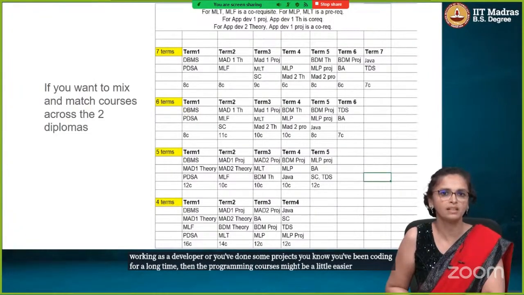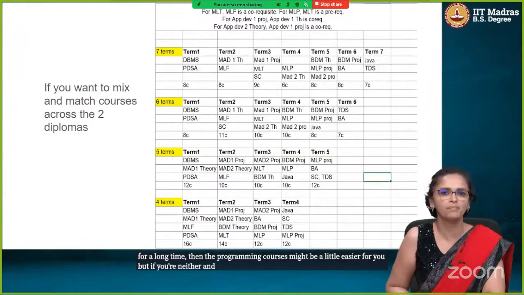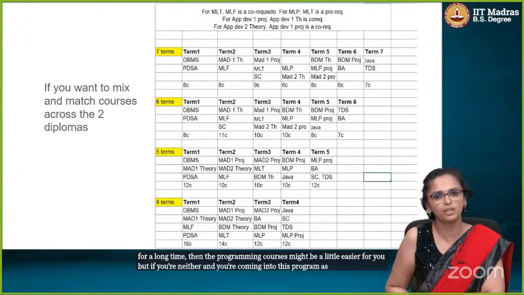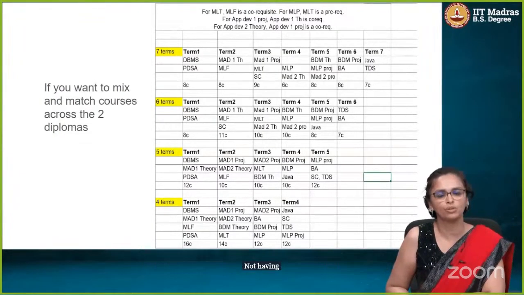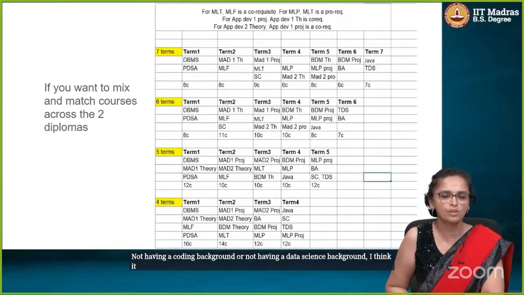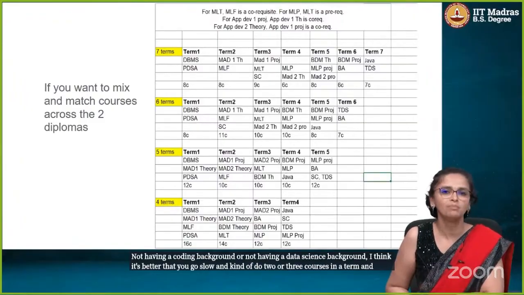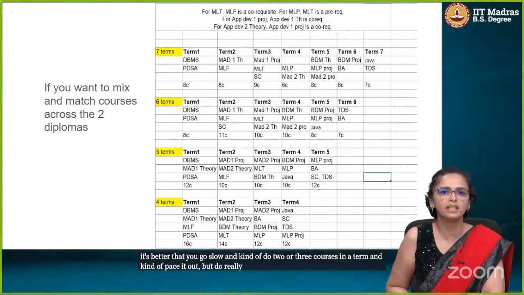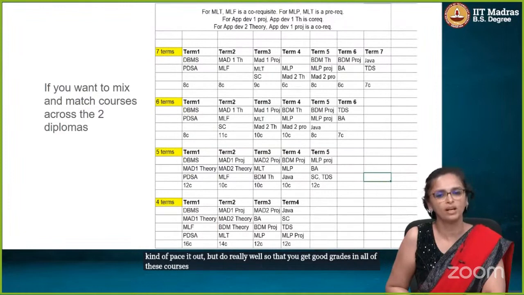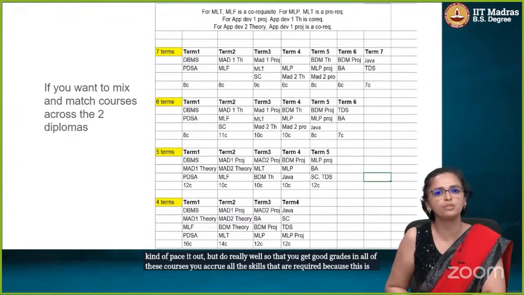But if you're neither and you're coming into this program as a fresh student, not having a coding background or a data science background, I think it's better that you go slow and do 2 or 3 courses in a term and pace it out, but do really well so that you get good grades in all of these courses. You accrue all the skills that are required, because this is what your interviews will be based on.